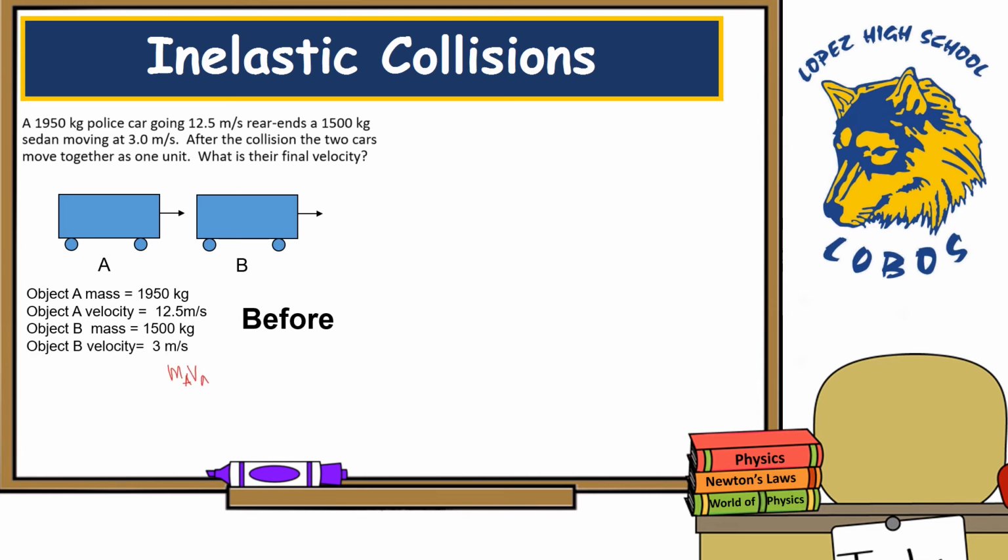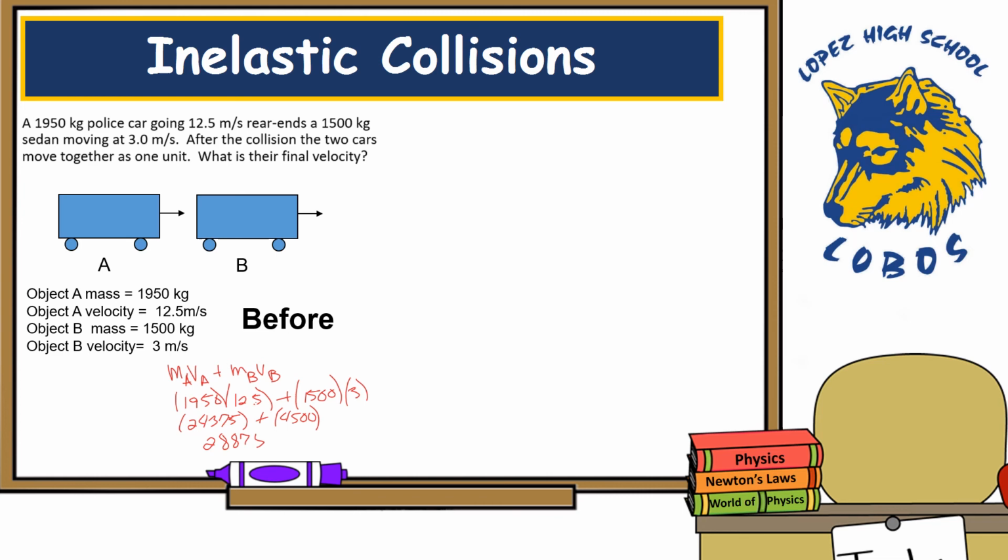Okay, so now let's look at the momentum that is involved before the collision. When we multiply the mass and the velocity of each object, we find that object 1 has a momentum of 24,375 and object 2 has a momentum of 4,500. Then when we add these two up, we see that the total momentum would be 28,875. This means that after the collision, we must have the same total momentum, which is going to be seen on both sides of this equation.